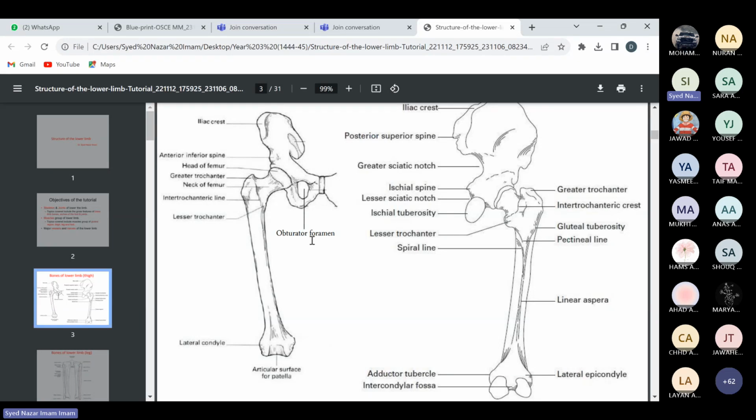And adduction will be done by all the muscles on the medial side, the adductor muscles. Okay, let me ask you one question. There is adductor longus, adductor magnus, and adductor brevis. What is the origin of the adductor magnus? This is the pubic bone.